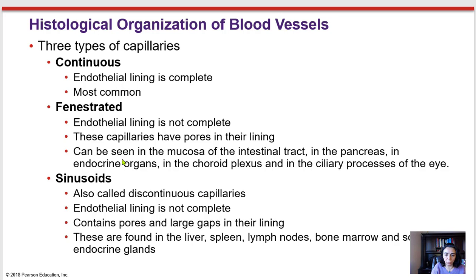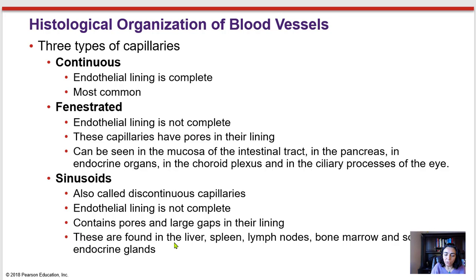Compare these, right? So if we say continuous, these two are continuous. This one has a complete lining. These are not complete but have only pores in them. But this one is discontinuous, because it has big gaps in the lining of the capillaries. Not only is the endothelial lining not complete, but it also contains pores and large gaps in the lining. We're going to see the pictures of all these three in the next slide.